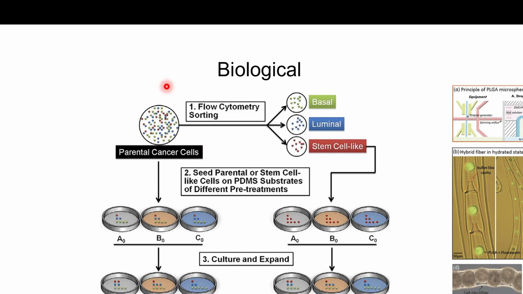In a biological system, we can say that there will be multiple parental cancer cells of different types, basal, luminal, and stem cell-like, and these stem cell-like cells on a PDMS substrate have been treated. After that, after culture and expansion, there will be analysis.